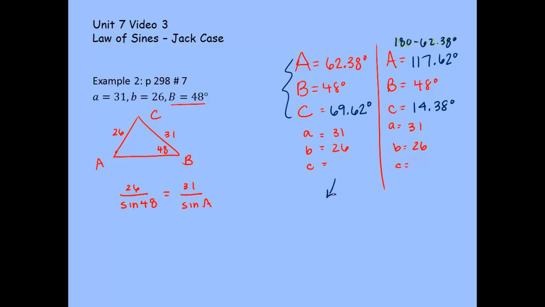On the left-hand side here, I have to find the missing c value that works with this particular given information. I'm going to use 26 over the sine of 48 degrees as the foundation for what I'm going to work with, and then I'm looking for little c over the sine of 69.62 degrees. On the other side, I'm going to set up something similar, but I'm going to use the angle 14.38 degrees.